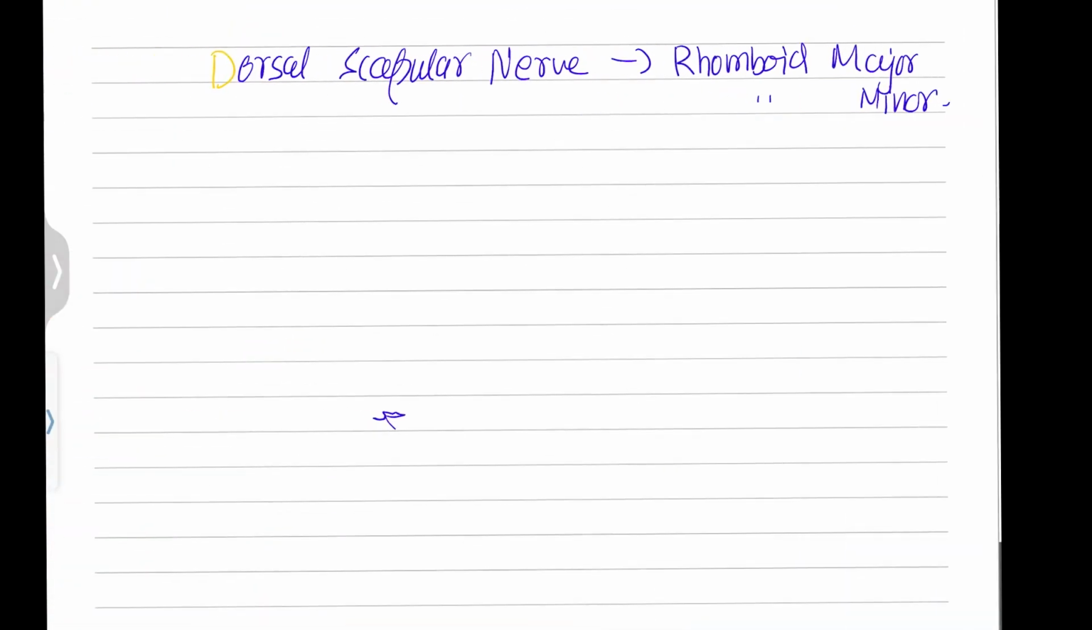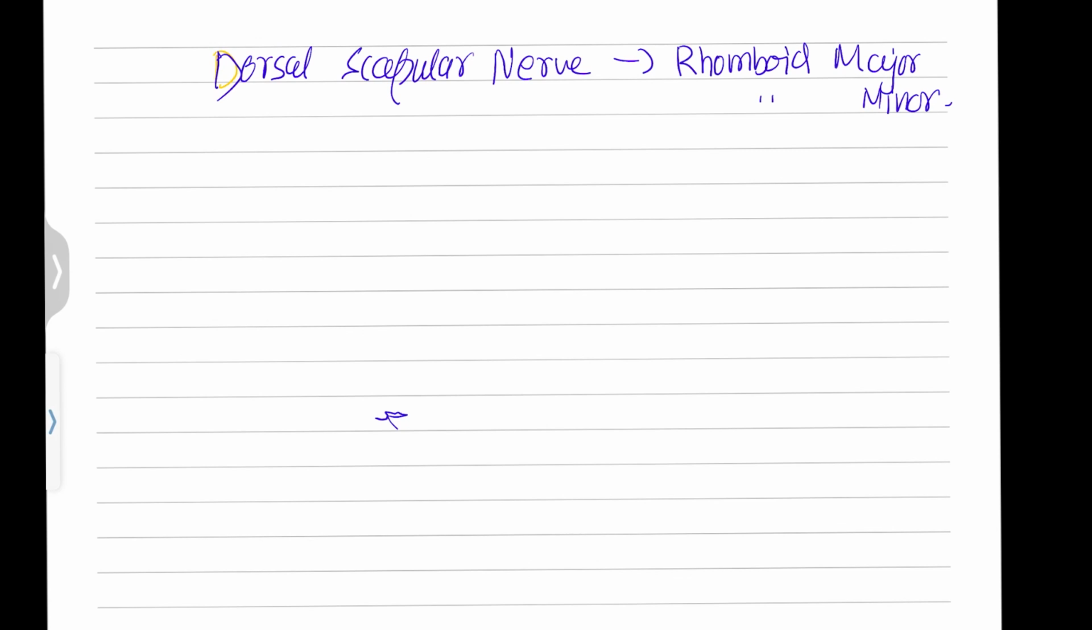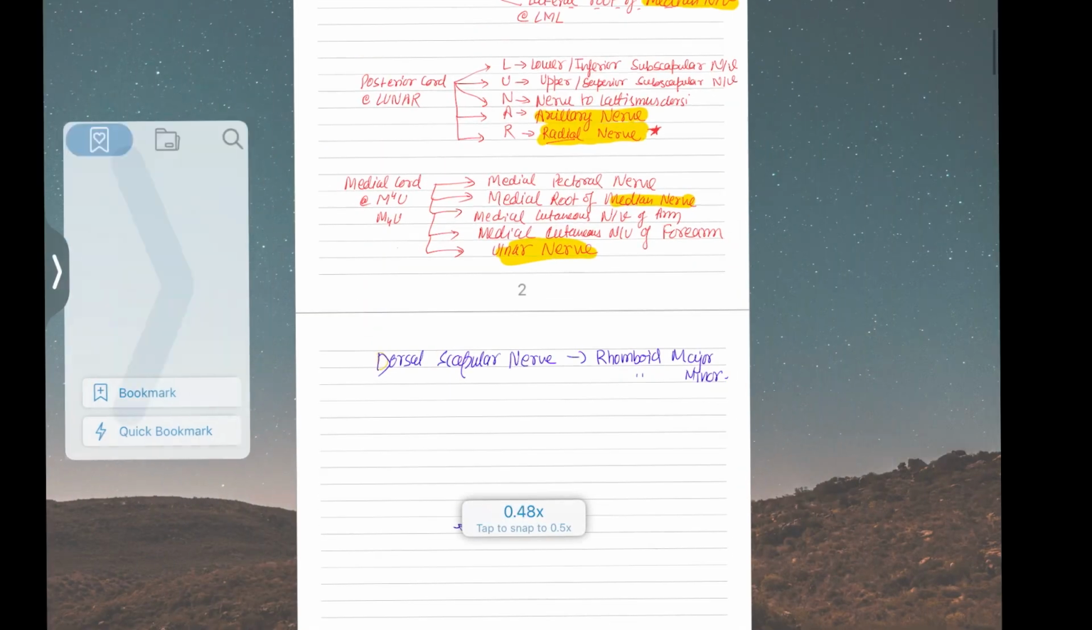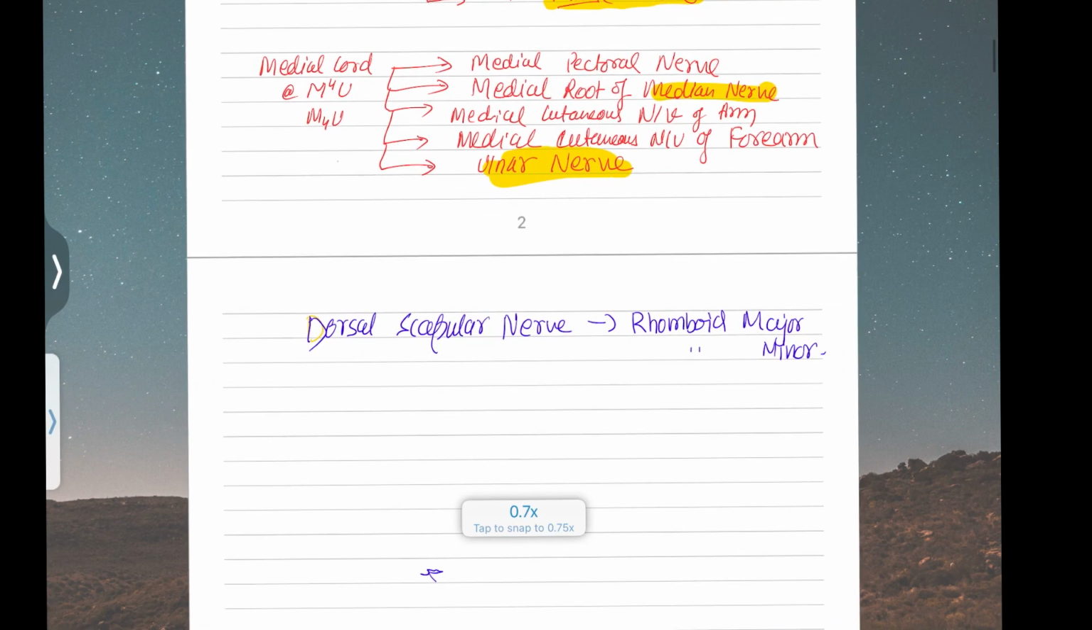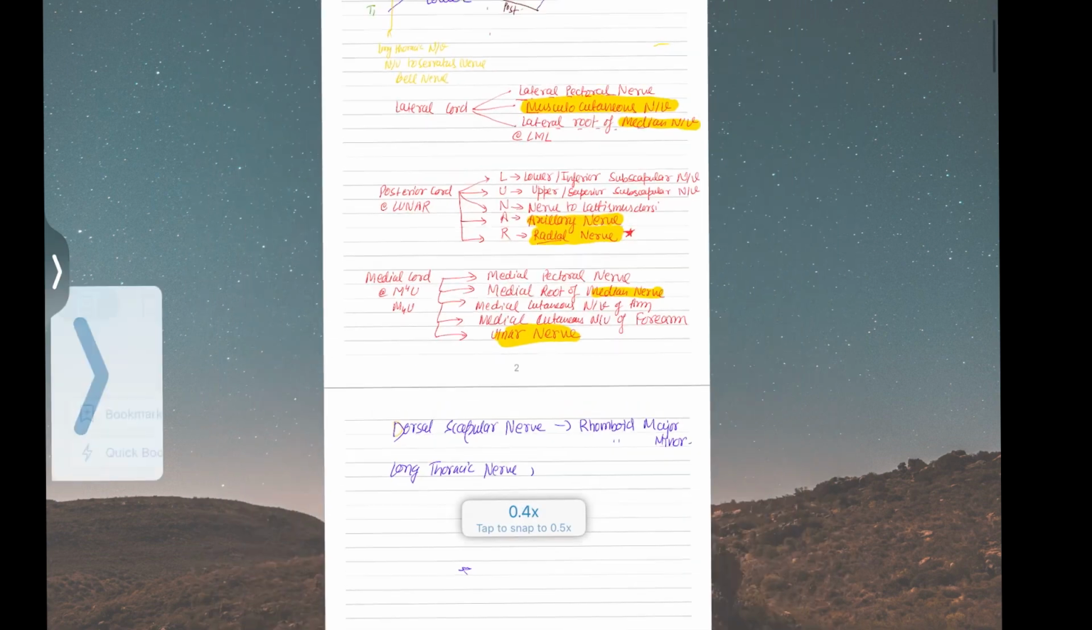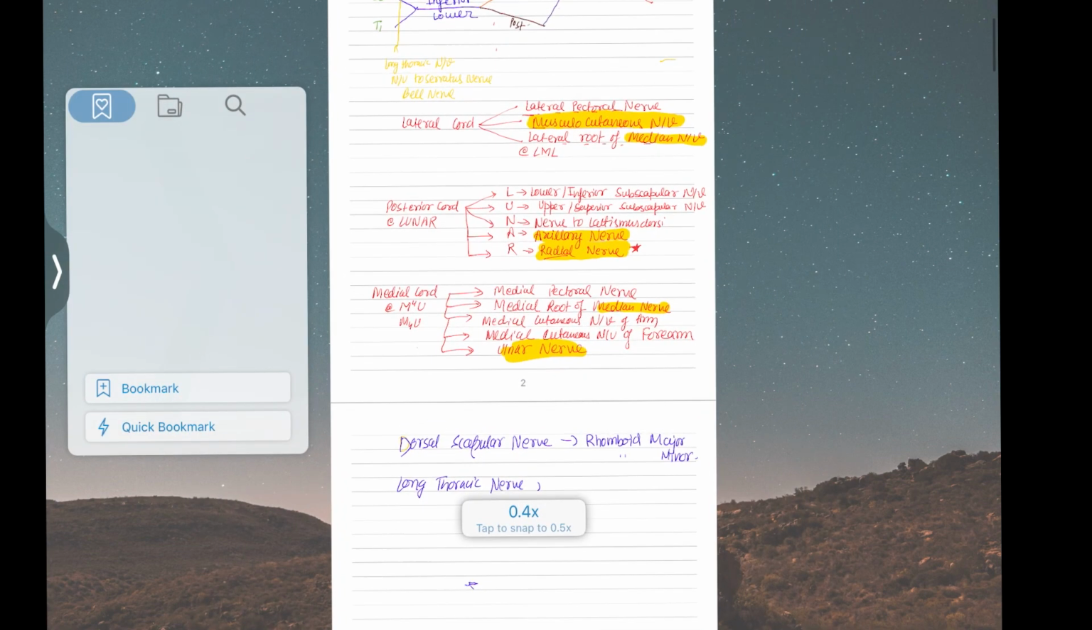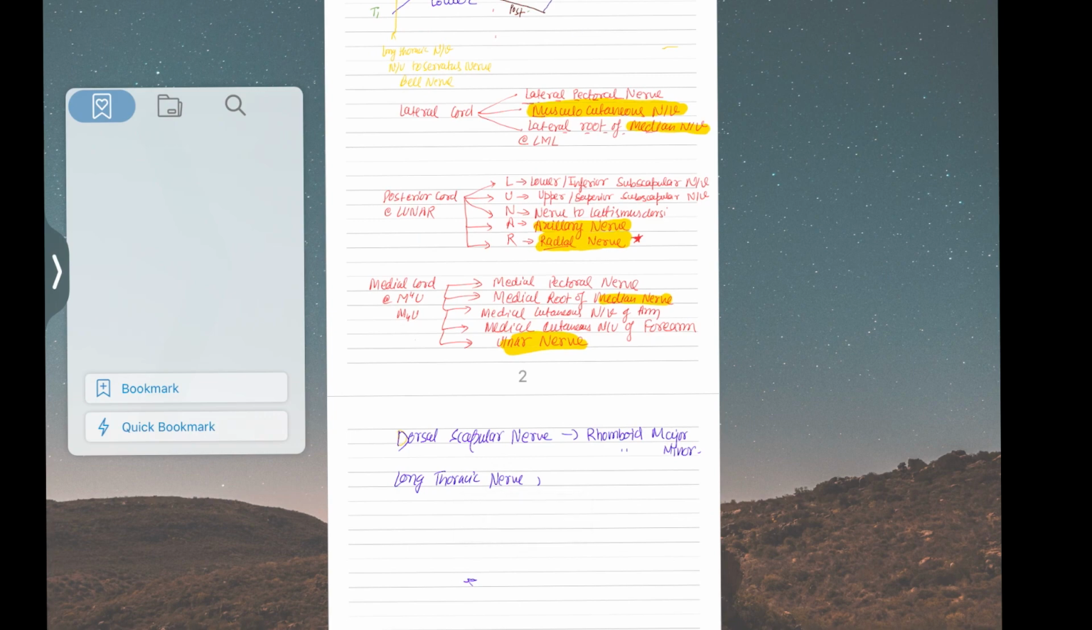Okay, so now we will just see another nerve. There is the long thoracic nerve, also known as the bell nerve, the nerve to serratus anterior. So the long thoracic nerve goes to serratus anterior.